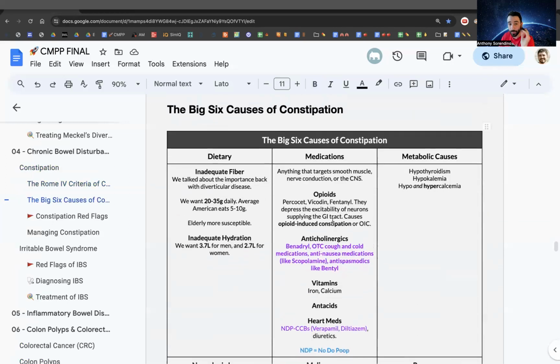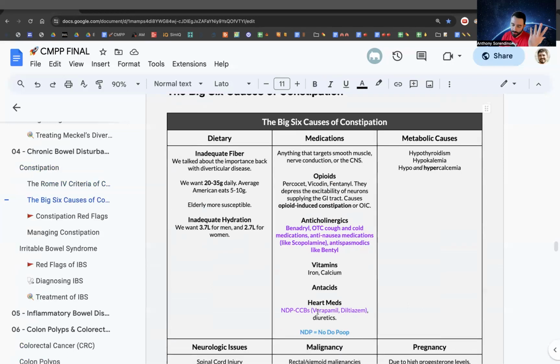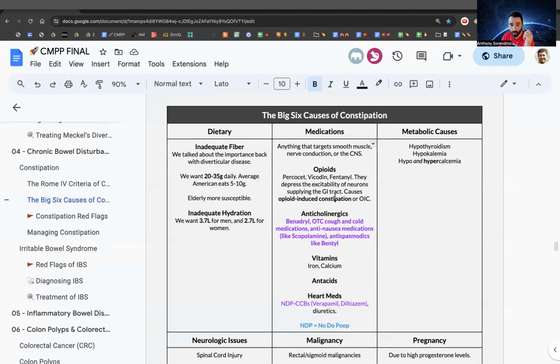Okay. The big causes of constipation. First one's dietary. It's not enough fiber or not enough water. The elderly are more susceptible because of their tea and toast. In terms of hydration, you want 3.7 liters for men, 2.7 liters for women. We talked about fiber. This says 20 to 35, so either it was listed differently on the slides because the other one said 25 to 35. I'm not sure, but I think 14 for every 1,000 calories is the important one.